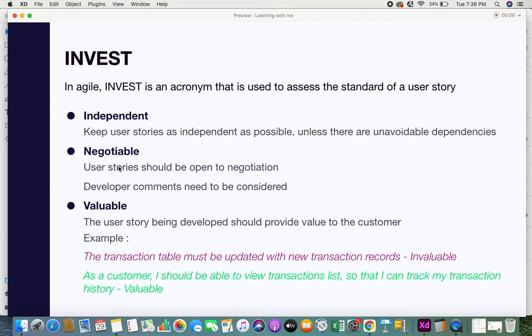The next one is negotiable. User stories have to be open to negotiation. When you're entering into an iteration or sprint and planning for it, there would be certain scenarios where the development team gives you some ideas, or there might be other complexities with the user story that would not have been captured. So it's always better to identify the comments and feedback given from the development team, and take it into account.